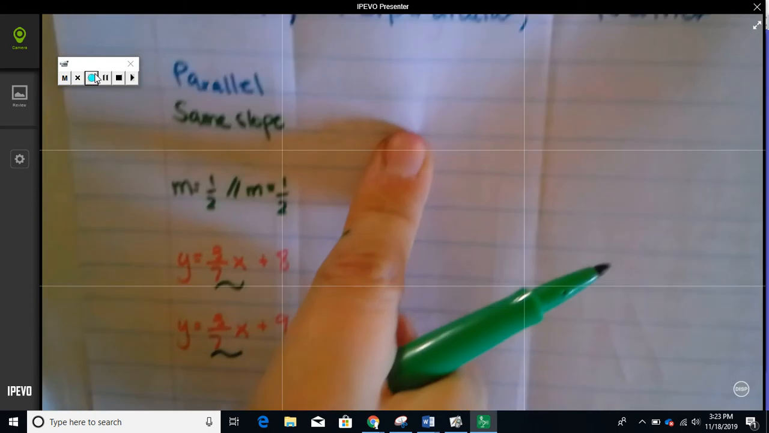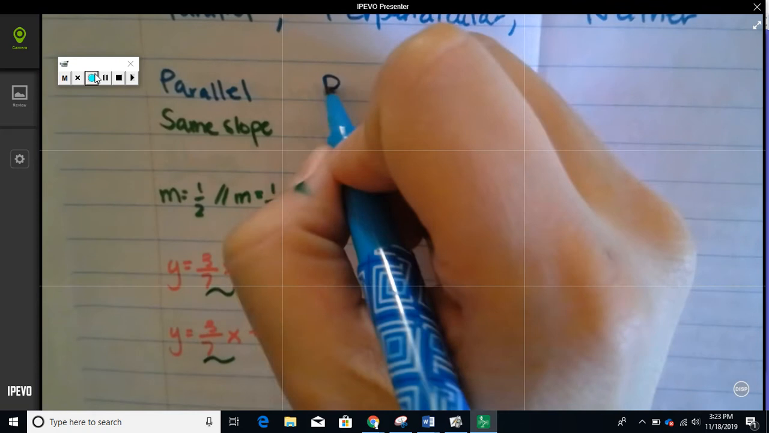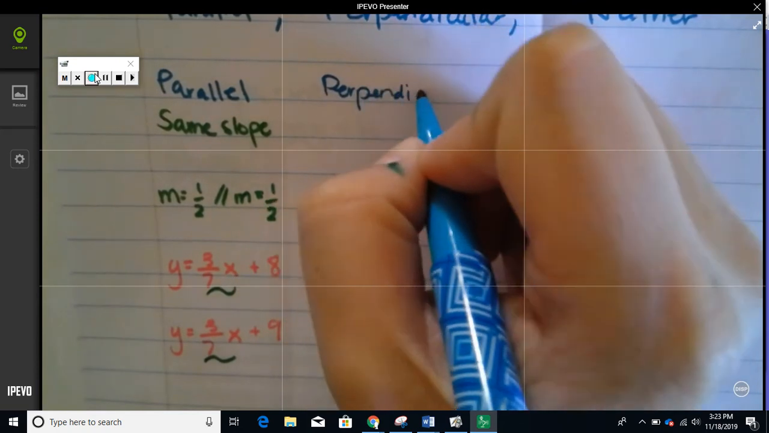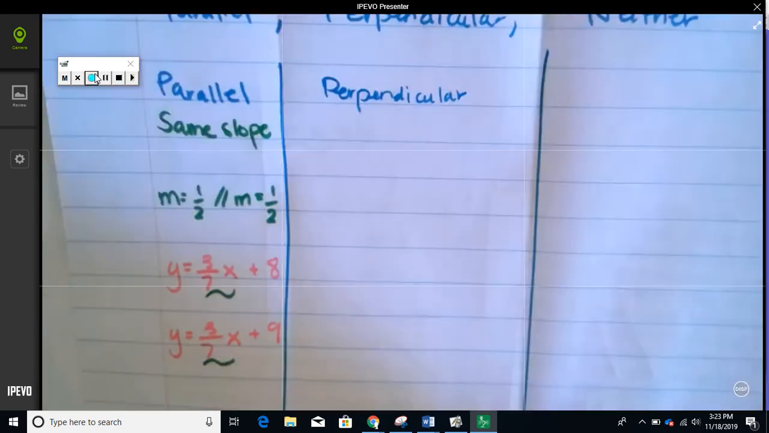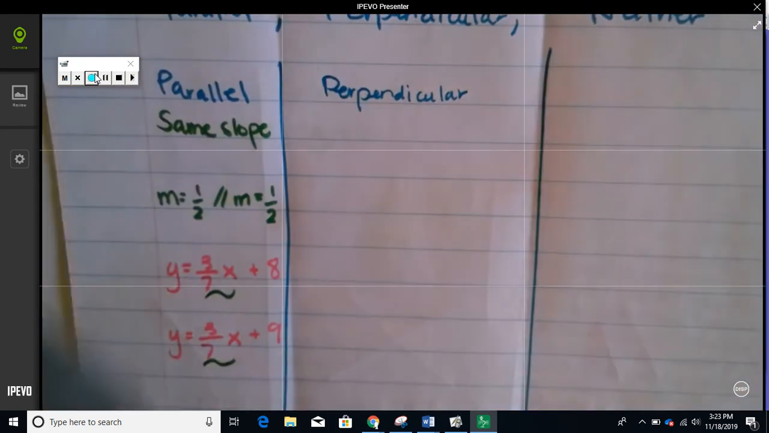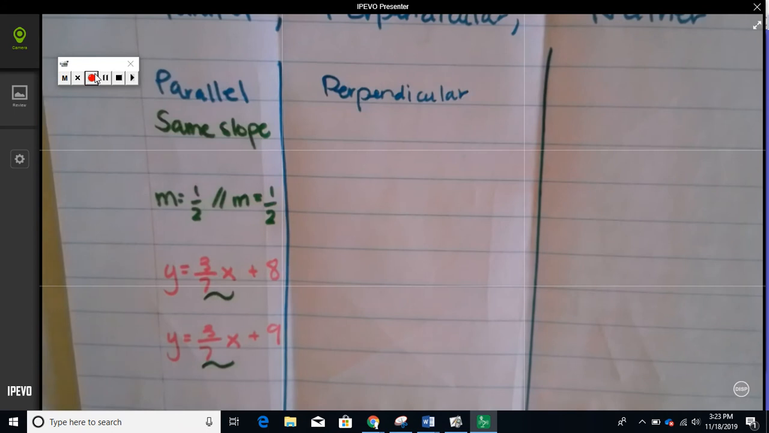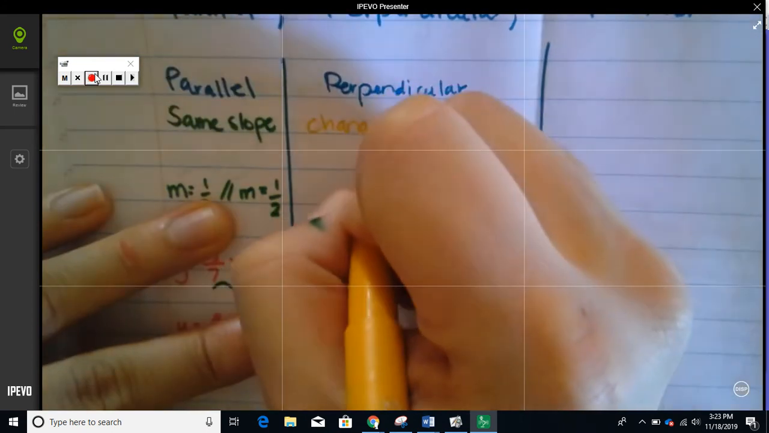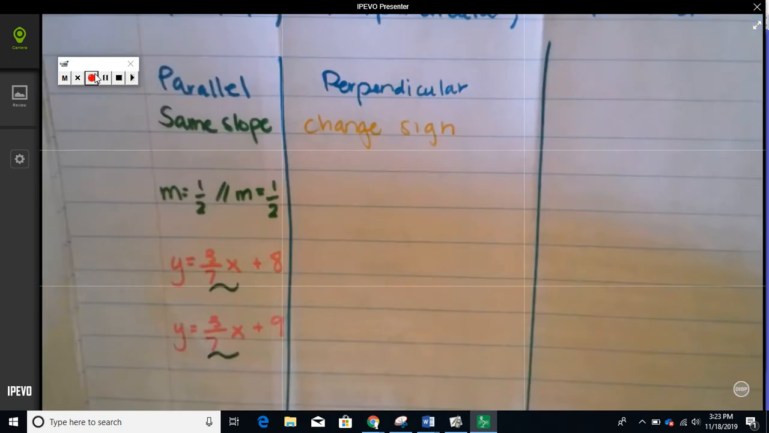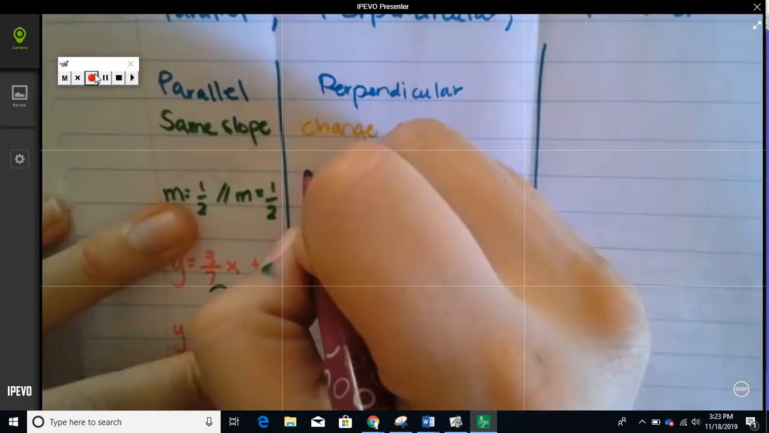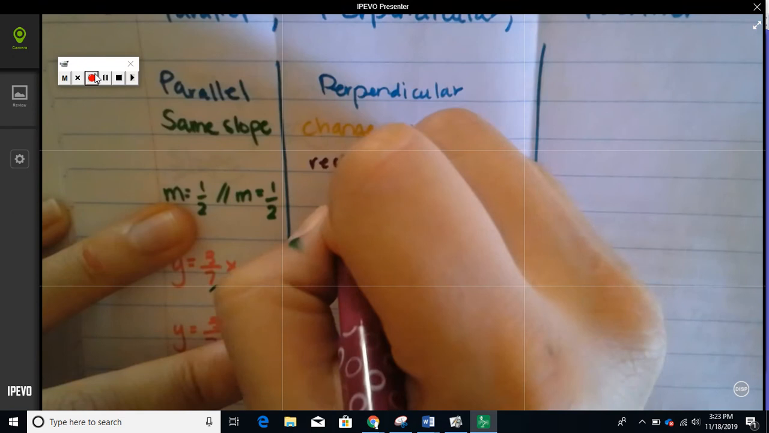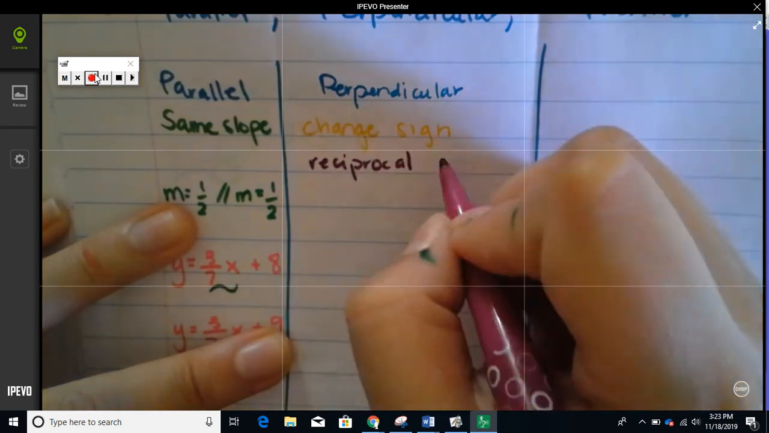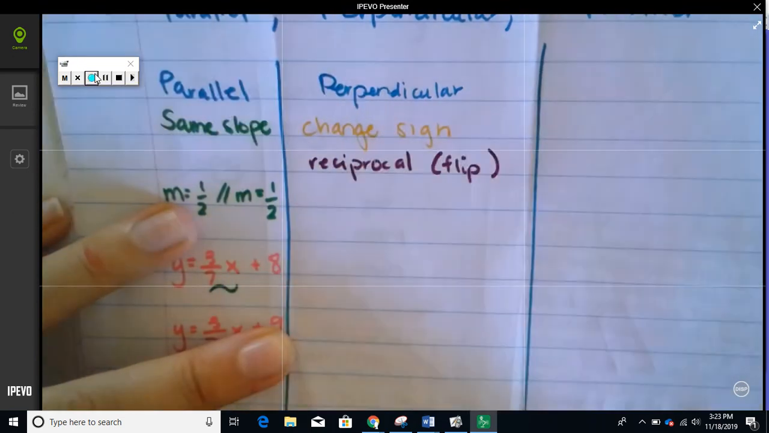Now, perpendicular is not the same thing. Perpendicular is different. Perpendicular, what you have to do is you have to do 2 things to get the slope of perpendicular lines. One, you have to change the sign. And you also have to flip, or what we call reciprocal. Okay, that means you flip the fraction.